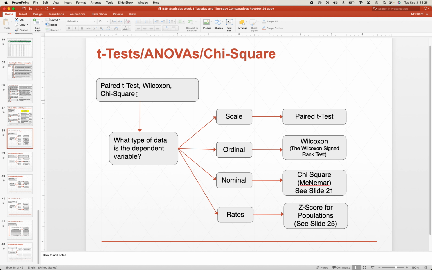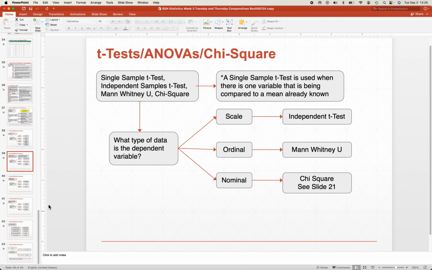So when we get here, we basically have narrowed our test down to being the paired samples t-test, the Wilcoxon, or the chi-square. So here we ask what kind of data is in the dependent variable, and we can see if it's scale, we can use the paired samples t-test. If it's ordinal, it's the Wilcoxon. If it's nominal, it's chi-square. And I mentioned rates. If it's rates, it's a Z-score for 2 populations.